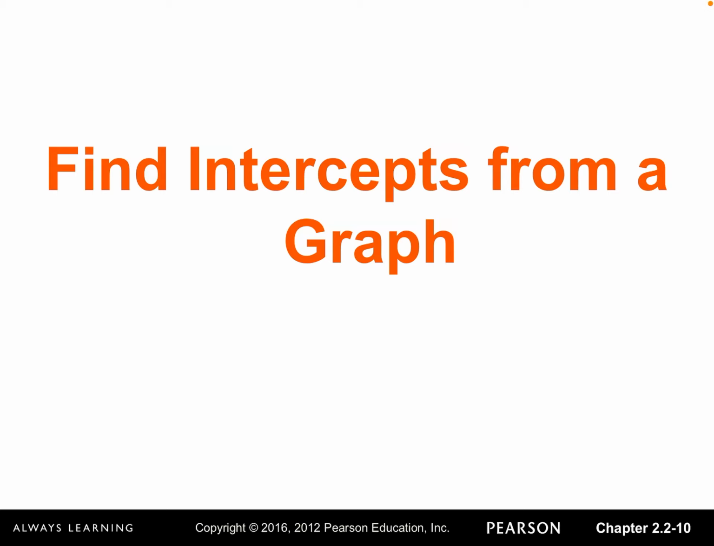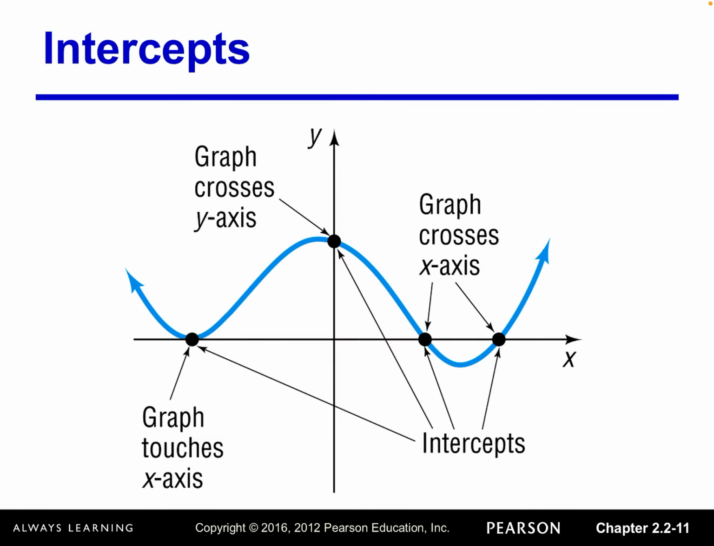Now let's see how to find the intercepts from a graph. In order to find intercepts, we first need to know what an intercept is. There are two different types of intercepts, x-intercepts and y-intercepts. When the graph crosses the x-axis, they're called x-intercepts, like this point and this point. And when the graph crosses the y-axis, it's called a y-intercept, like this one.